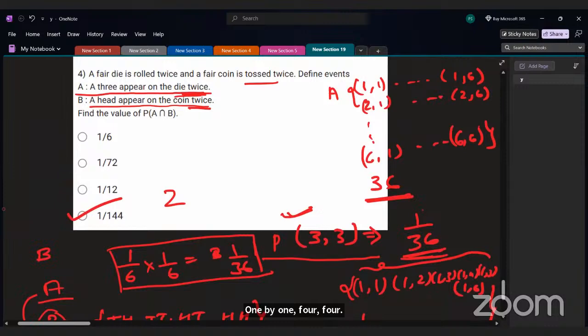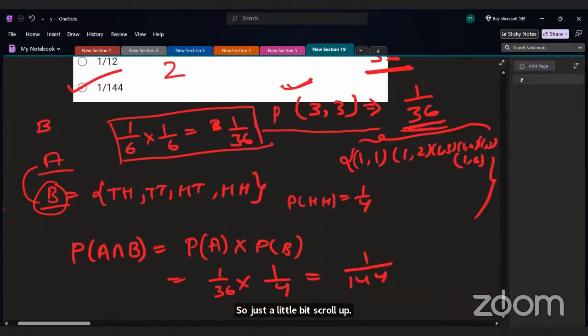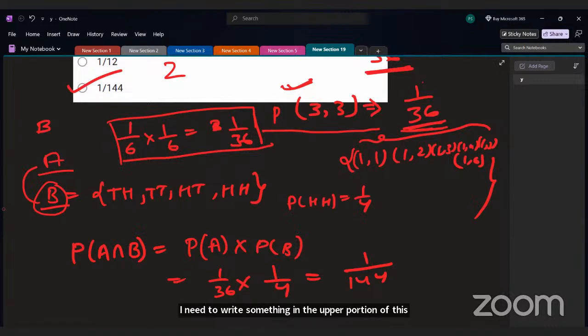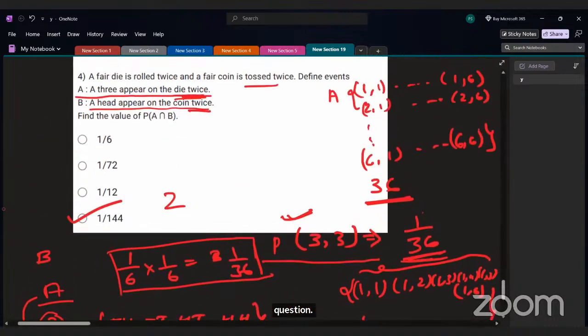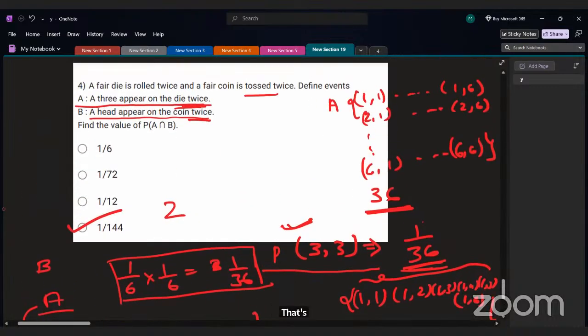Just scroll up a little bit. Hold on. I need to write something in the upper portion of this question. Okay, the recording is available, so if you are taking notes, you can do it later.